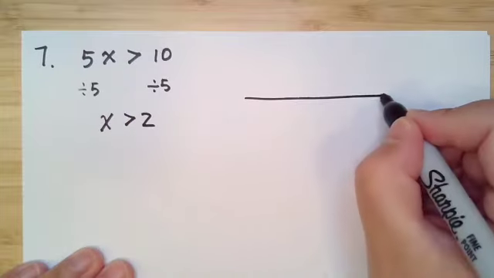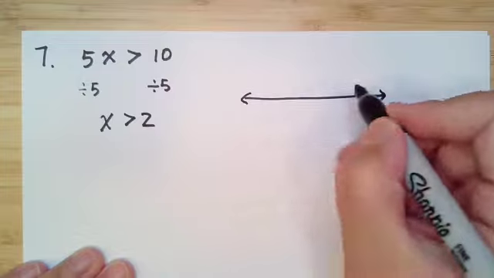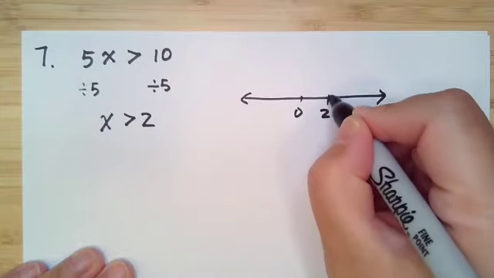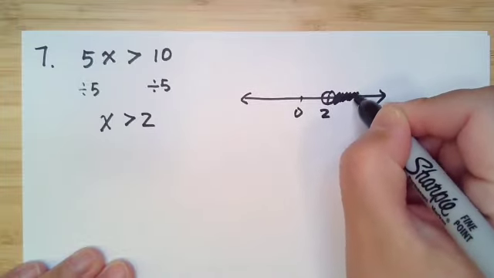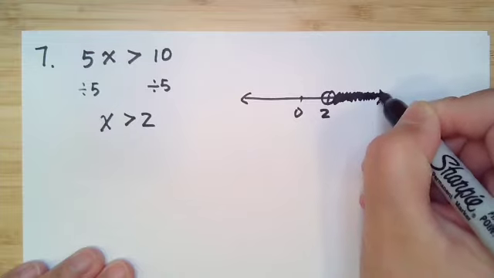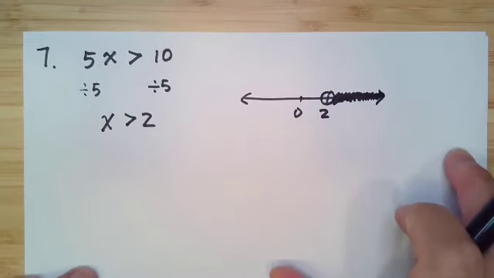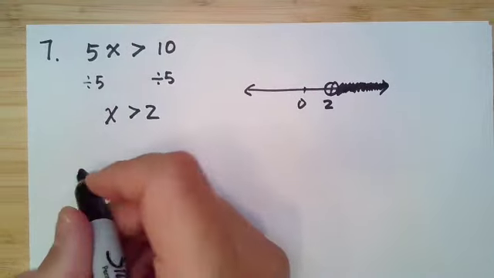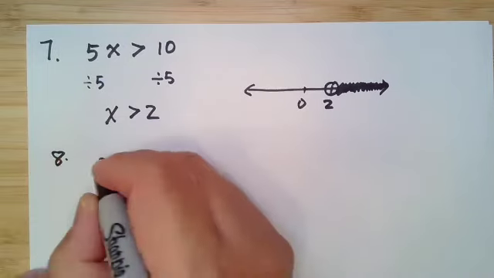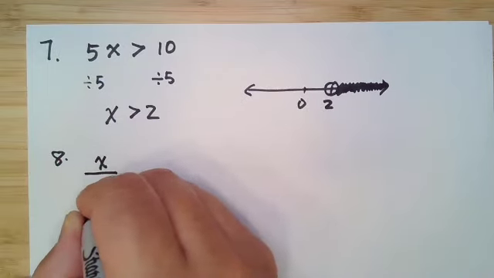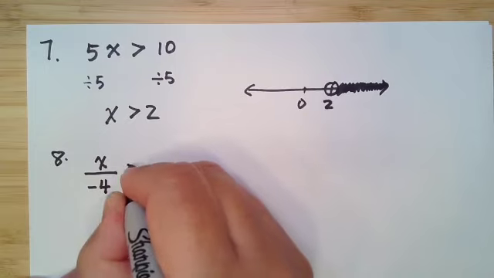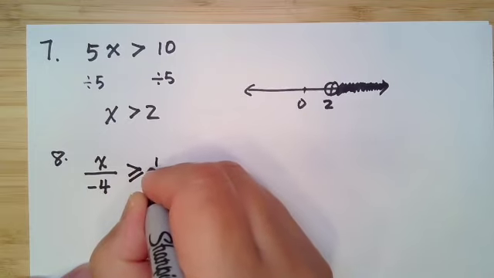And of course, when you graph, here's a 2, and it's a circle, and then mark the right side of it. X is greater than 2. Okay, what about the next one? 8. X over negative 4 is greater than or equal to 1/2.